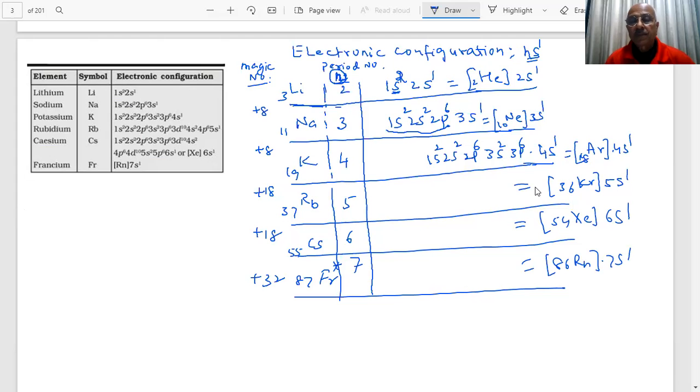Any doubt? Can you write this? I can complete this by this method. The last shell is 5s1, and then you have to write the inner shells, students. This is coming like this. Therefore, students, lithium, sodium, potassium, rubidium, cesium, francium, this is the way we write their electronic configuration. You have noted it down, then I will proceed further, students. Noted? Can I proceed further, students?